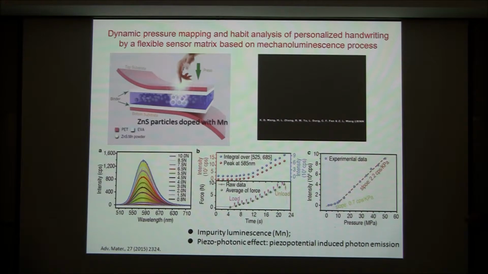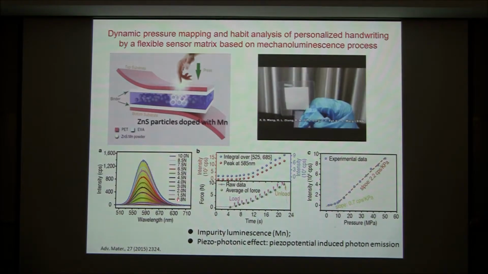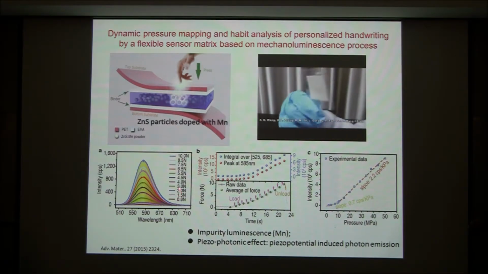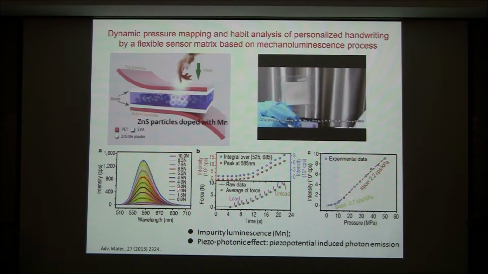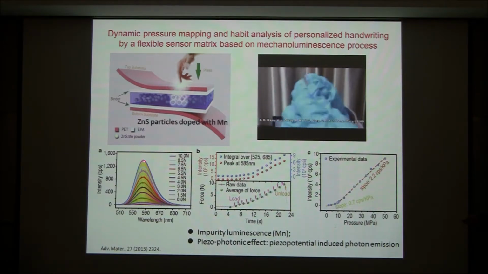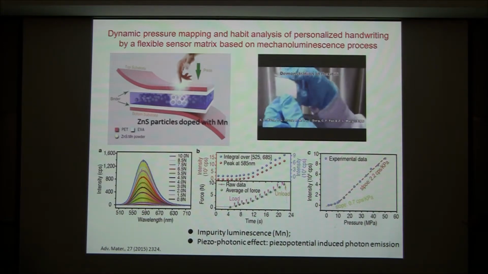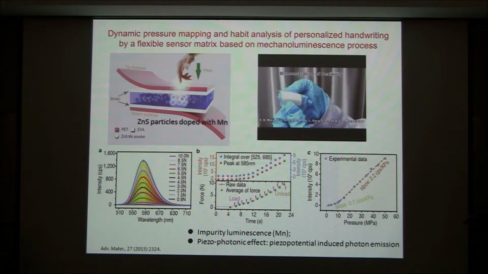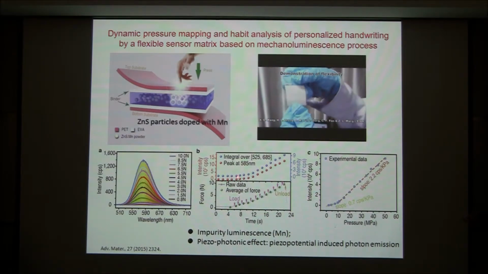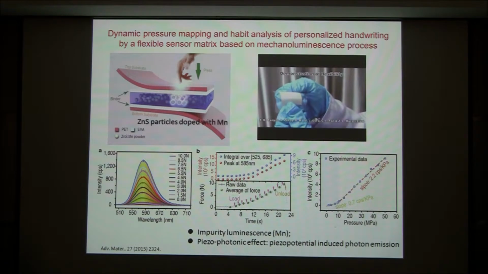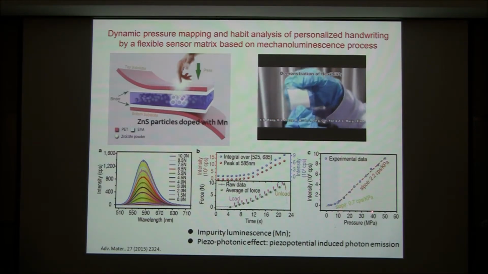And you press this film, you have light emission. And the light intensity increases with the force you apply here. With the increased force, the emission intensity increases, but no shift in wavelength. We increase the force, the emission intensity also increases, but they have a critical value here. And this is the intensity emission as the pressure applied.